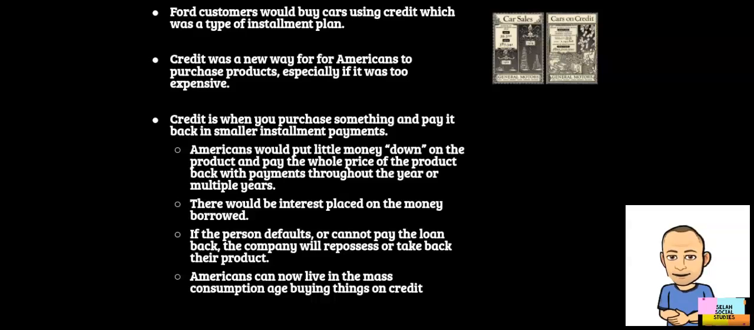The basis behind credit is that you can purchase something, take it with you, and pay it back using an installment payment plan. Americans would put a little money down on the car and pay the remainder of the balance through smaller payments throughout the year or even multiple years. The money borrowed would have interest on it or a small percentage added on every month as a charge for borrowing the money. If a person defaulted on the loan or couldn't pay it back, the company would repossess or take the car back, and Americans were now living in this great age of credit.